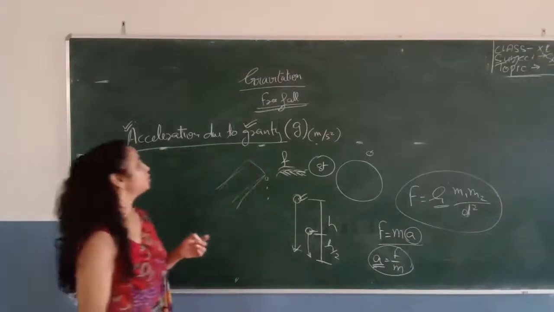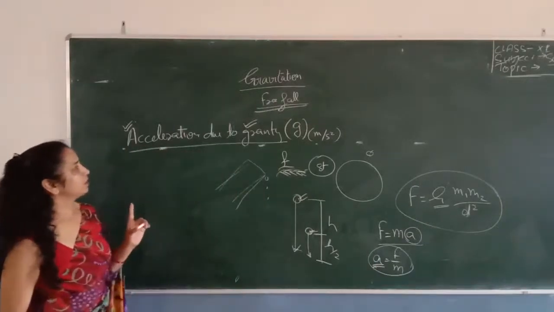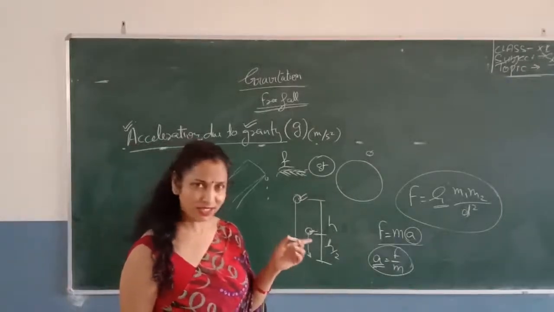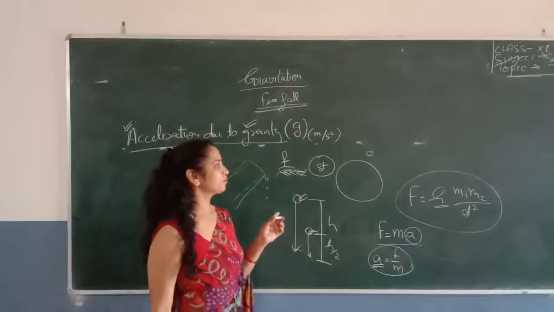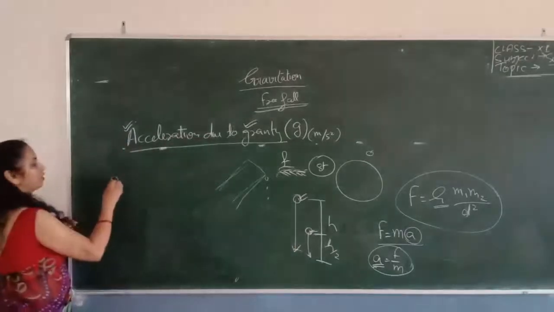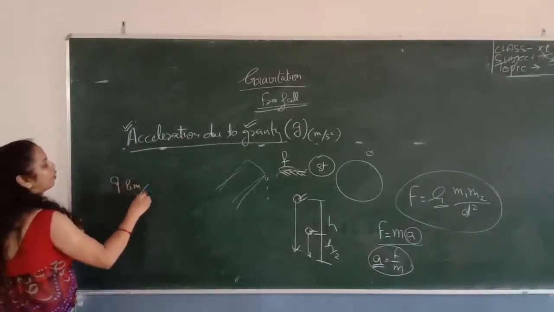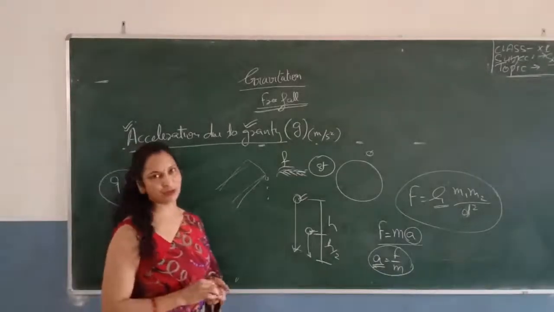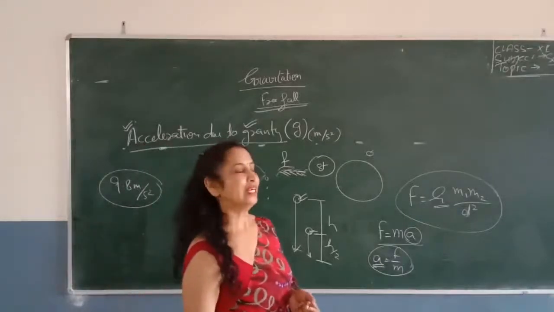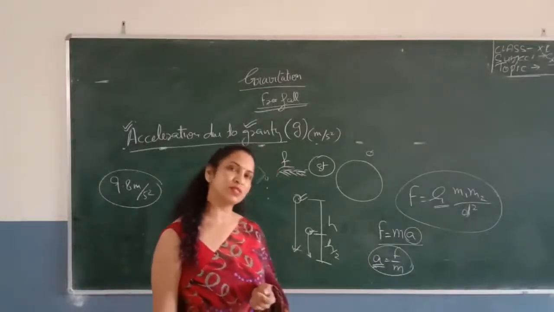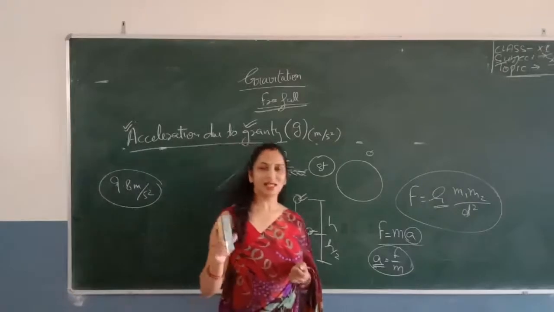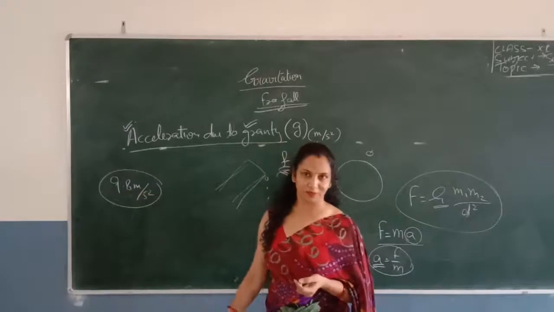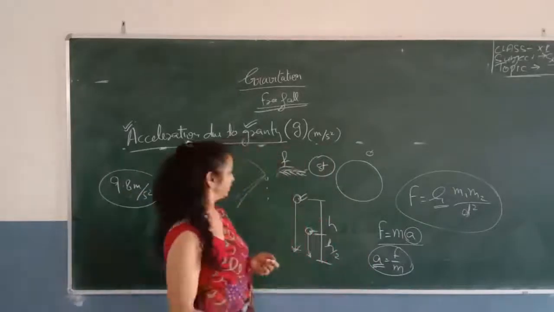Okay, so now let's calculate the value of g. The value of g is 9.8 meter per second square. And now we are going to find out by calculation why the value of g is 9.8 meter per second square. So you can imagine that if you are going to drop some object from a height, the acceleration produced in every object will be equal to 9.8 meter per second square. It does not depend on the mass of the ball.